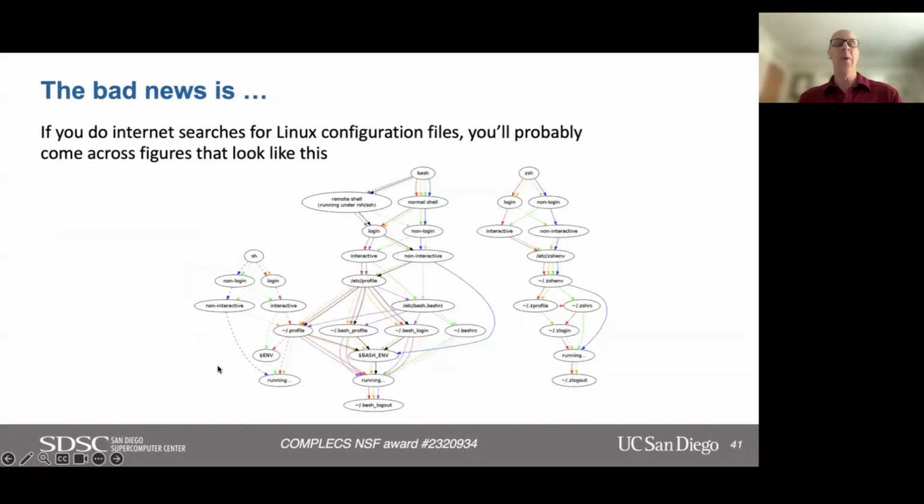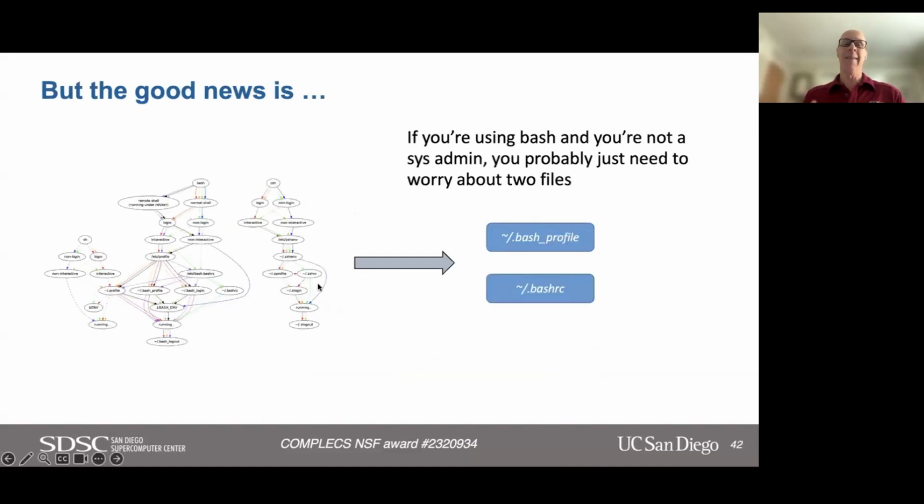Now, if you do an internet search for Linux configuration files, you might come across figures that look like the following. Kind of ugly, kind of overwhelming. There's a whole series of shells that are calling other shells. There's, in some cases, multiple dependencies. But the good news is, if you're using bash and you're not a sysadmin, you probably just need to worry about two files. Again, the .bash_profile and the .bashrc.